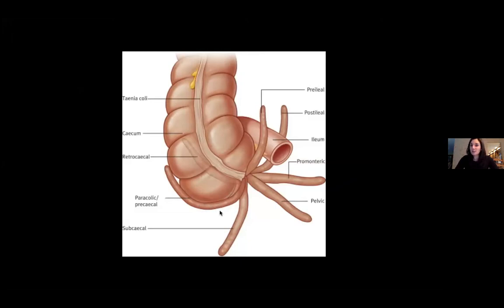And then all of a sudden, it's not dirty gas anymore, because here, you're going to follow a lot of loops of small bowel. When you see that, you go back up a little bit, and this is where you start scanning a little bit more like this.